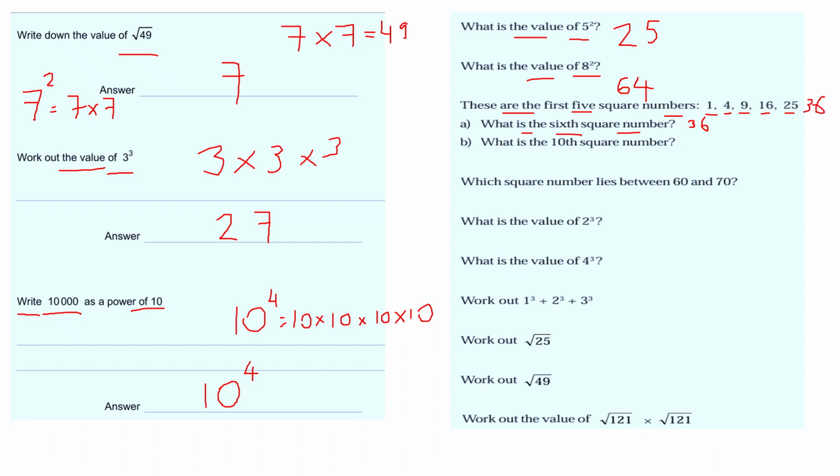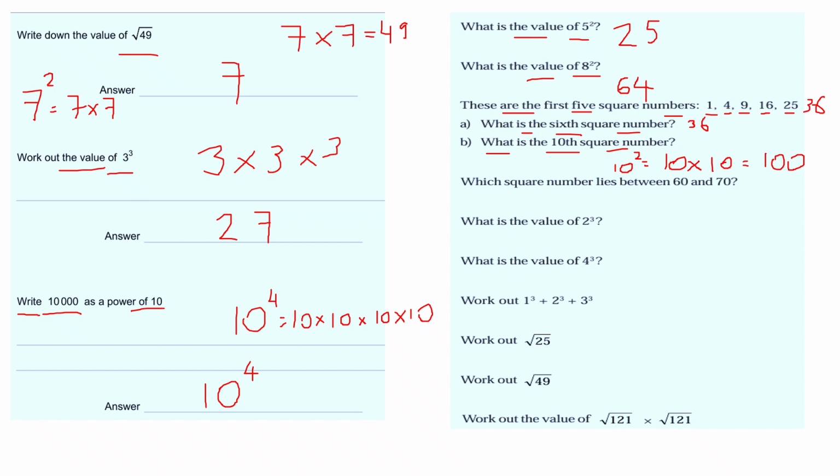Then part B says, what is the 10th square number? So I do 10 squared, or 10 to the power of 2. That means 10 times 10, or 10 lots of 10. 10 times 10 is 100.